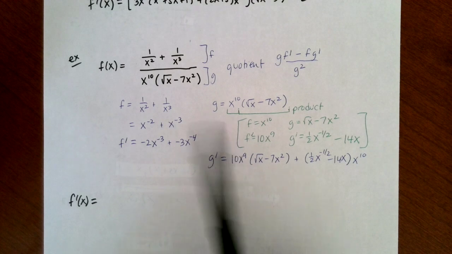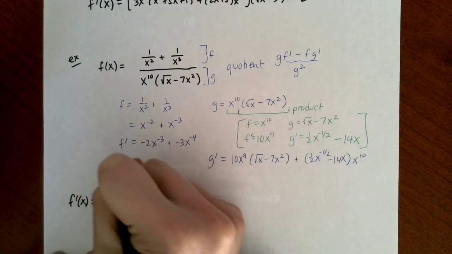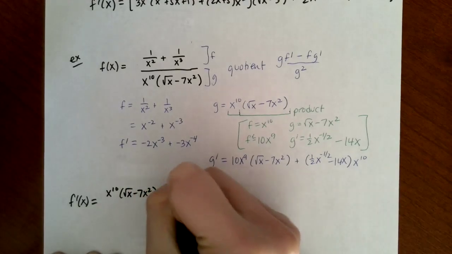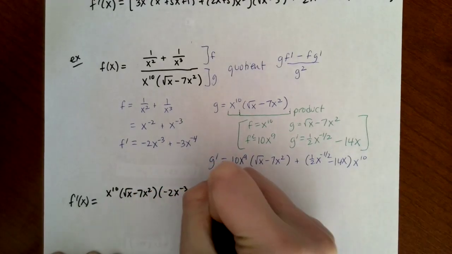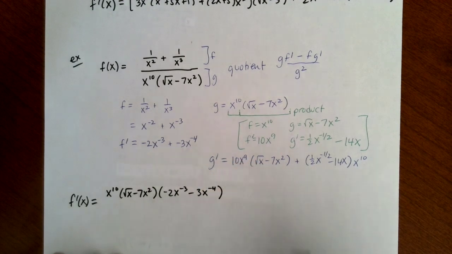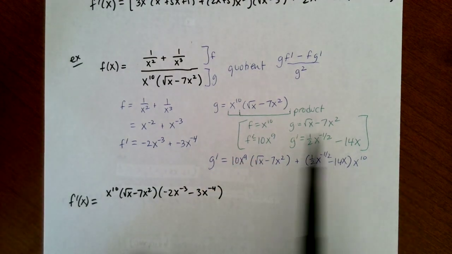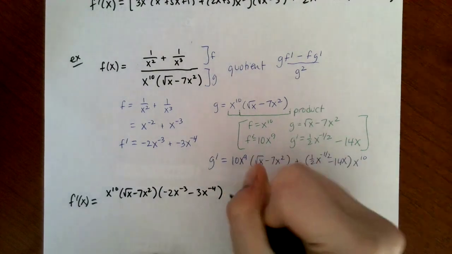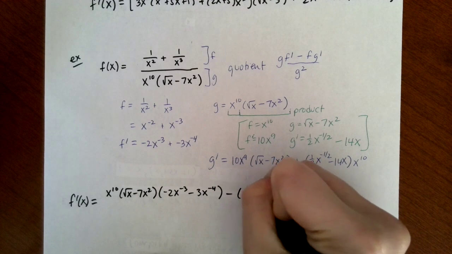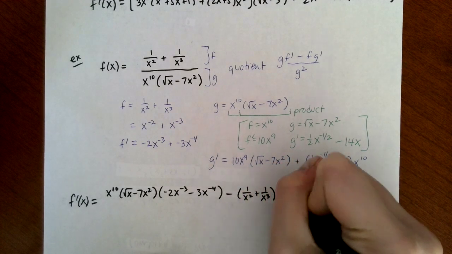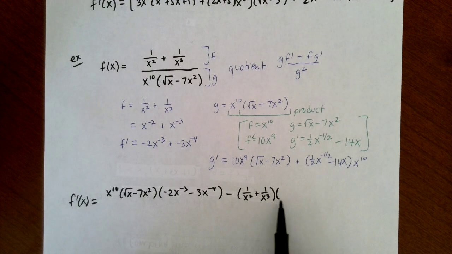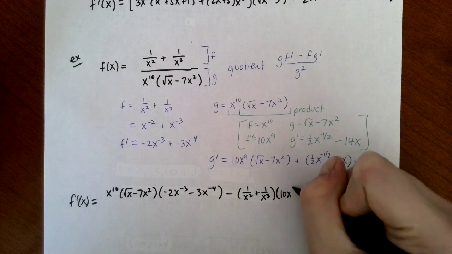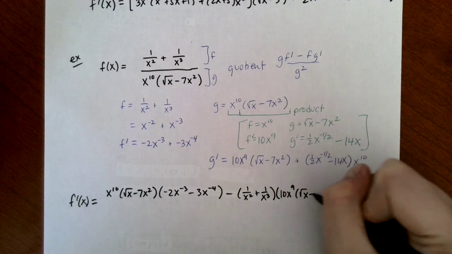so this g times f prime, minus f times g prime, and this right here is this big derivative here. I think I can fit it. I'll do my best.